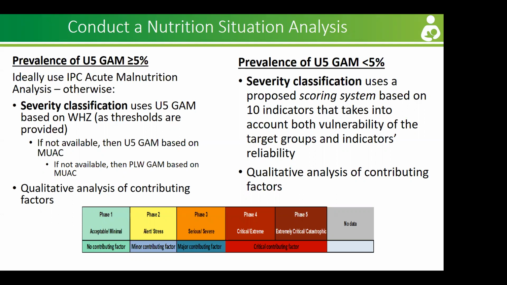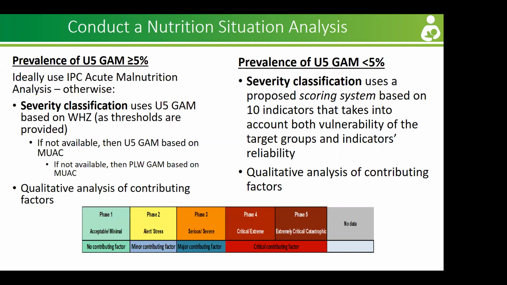That would only be used for the next stage of PIN calculations. So it is not used here for severity classification because thresholds right now do not exist. If we do not have GAM based on weight for height at country level, then we would resort to using GAM for children under 5 based on MUAC. And then in even more rare circumstances, if that indicator is not available, we would base our severity classification on GAM for pregnant and lactating women based on MUAC.